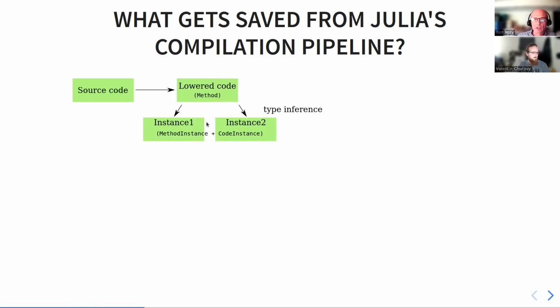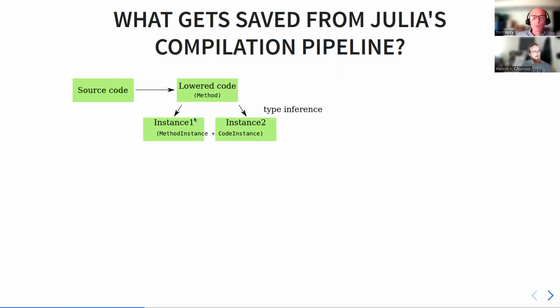And so the package developers might have picked some common choices that they expect many of their users will need, and they can pre-generate this so-called type-inferred code. I'm going to call these instances for the experts. These are a combination of method instances and code instances. We'll just call them instances in this talk. And these two are in green because these also can and have been for a long time stored in a precompile file, the so-called .ji cache file.